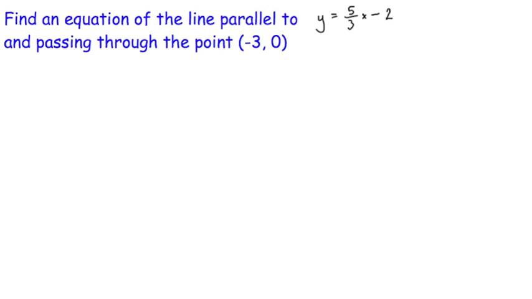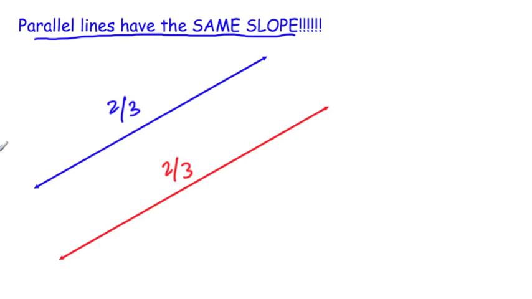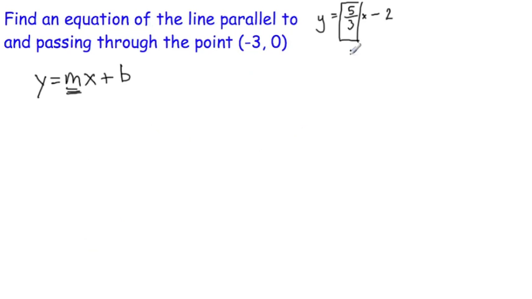Find an equation of the line parallel to y equals 5 over 3x minus 2 and passing through the point negative 3, 0. So we start with y equals mx plus b. We know m is our slope. Why are we going to use the slope 5 over 3? Because parallel lines have the same slope. So we're going to use the same one.